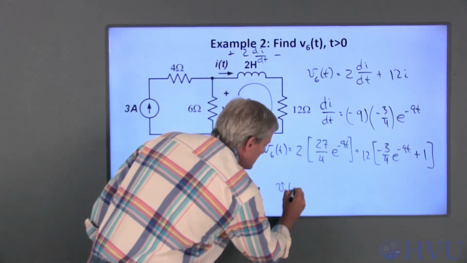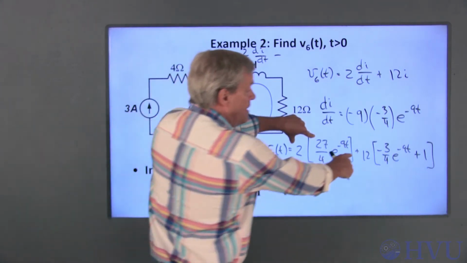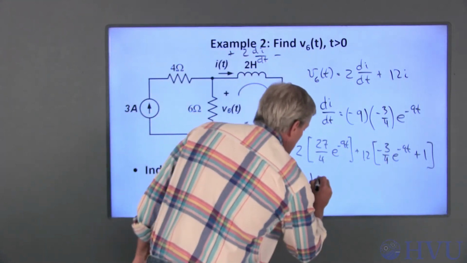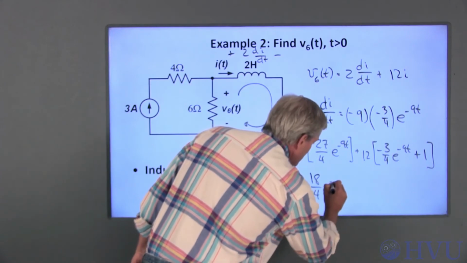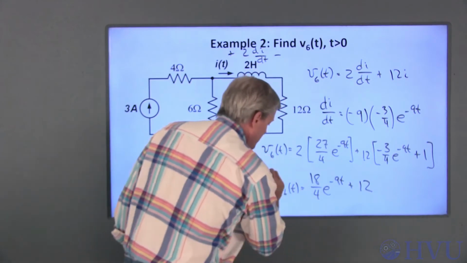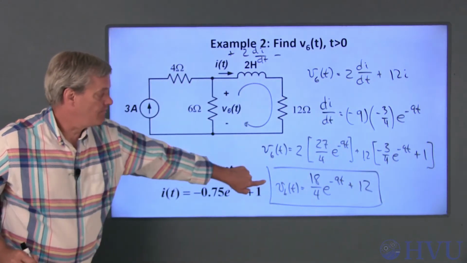Simplifying, V6 of t is equal to 2 times 27 is 54, 12 times 3 is 36, 54 minus 36 is 18 over 4 e to the minus 9t plus 12 times 1 is just 12, and this is the voltage across this 6 ohm resistor as a function of time.